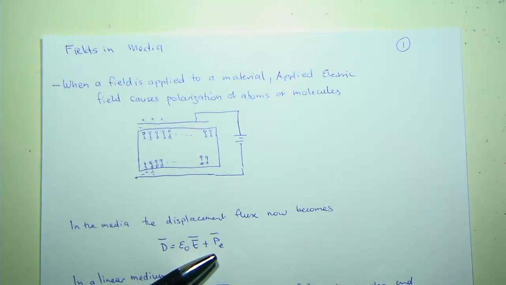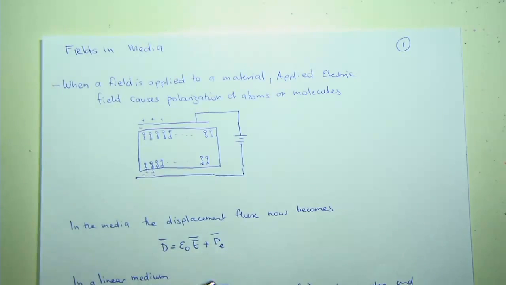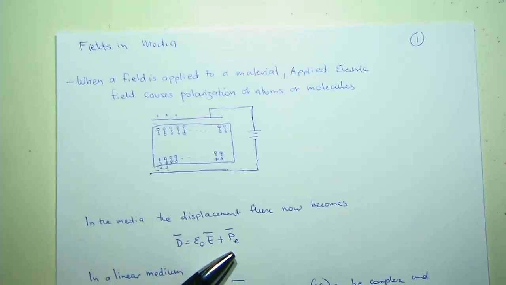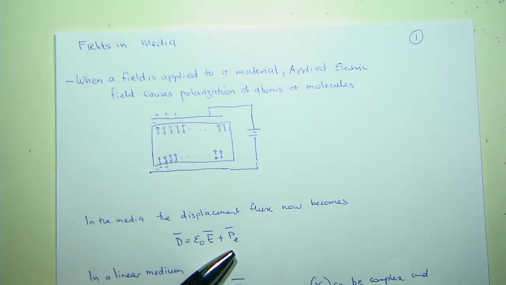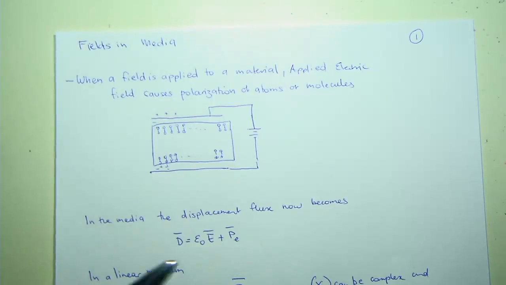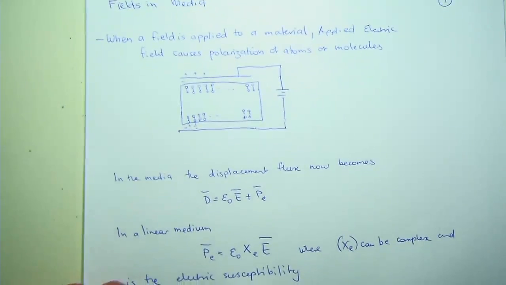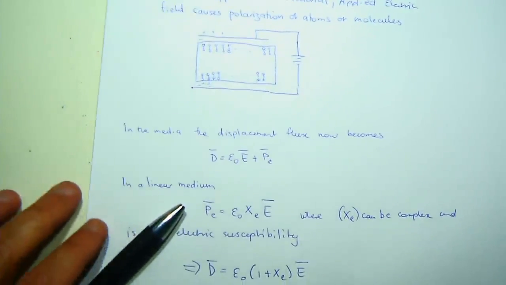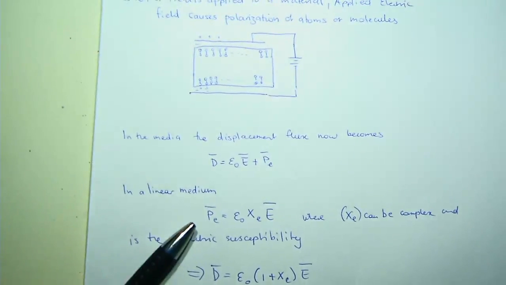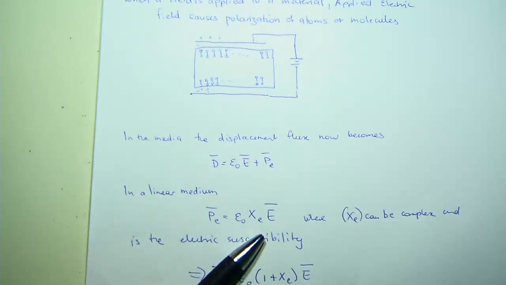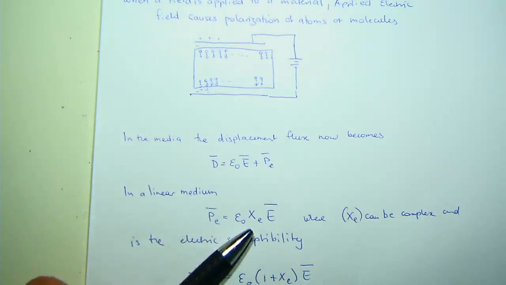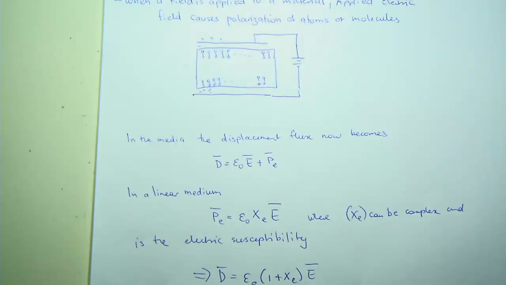Now, that polarization component is supposed to account for what? Can anyone take a guess? The redistribution of charge because of the electric field, right? And in a linear medium, what you can actually show is that the polarization component P is equal to epsilon naught times something called the electric susceptibility, chi e, times the electric field.